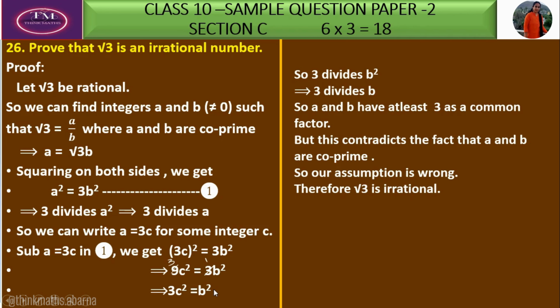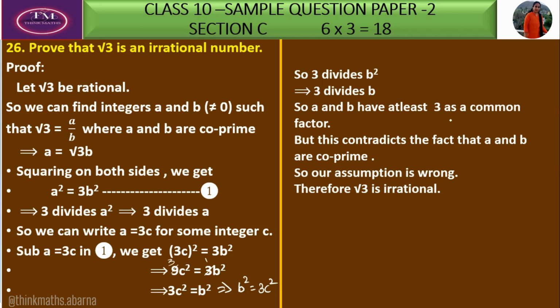We have to follow the same rules. Here we got b square equal to 3c square. That means b square is a multiple of 3, so b square can be divided by 3. So 3 divides b square. If 3 divides b square, we know 3 divides b. So what happened?